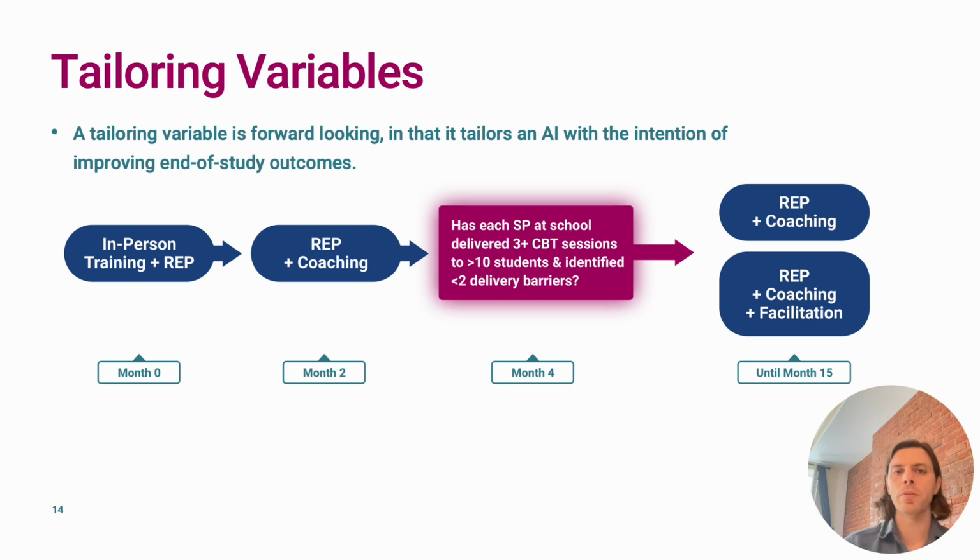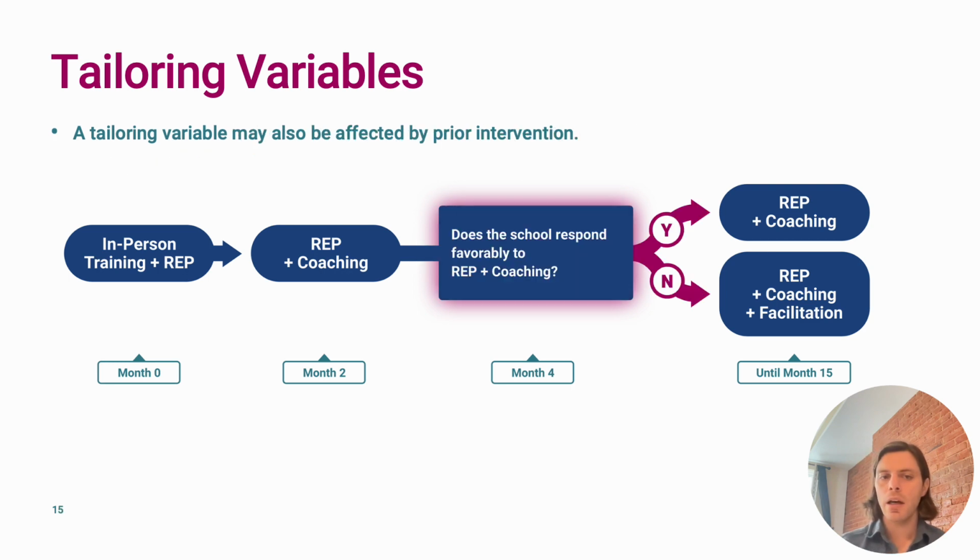I also want to point out that a tailoring variable is forward-looking, and that we're tailoring the clustered AI to improve end-of-study outcomes. That being said, it's also affected by prior intervention, in the sense that when we're constructing this tailoring variable, in a way it's to help us answer the question of, is the school responding favorably to REP plus coaching? So it's both designed to improve future outcomes, but affected by prior intervention. So it kind of goes in both directions.